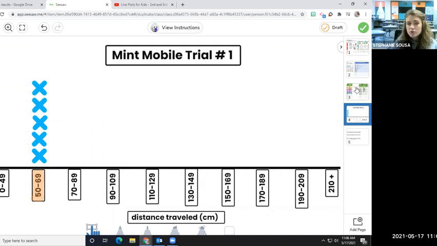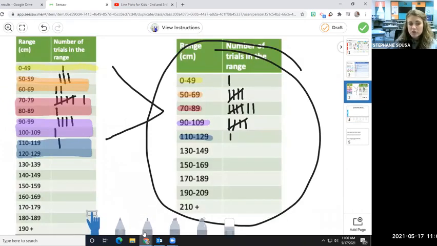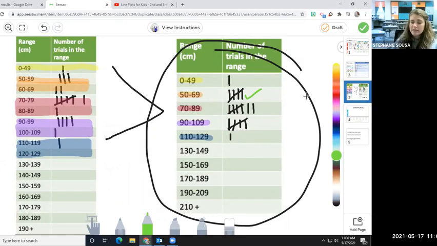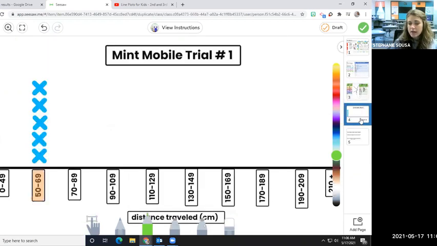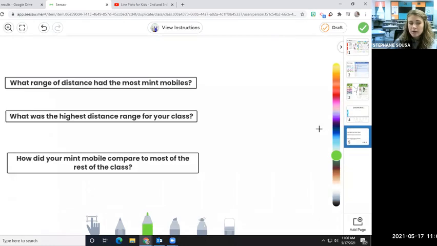You're going to do this for each range. So like right here, I already finished this one, so I'm going to put a green check by it. It's done. I did the 50 to 69. You are going to graph the remaining ranges on your line plot. Using your graph, you are going to answer the 3 questions on slide 5.